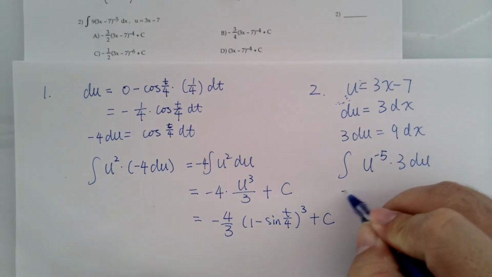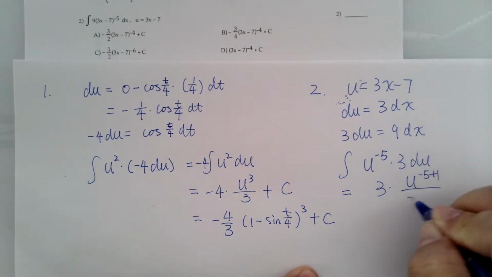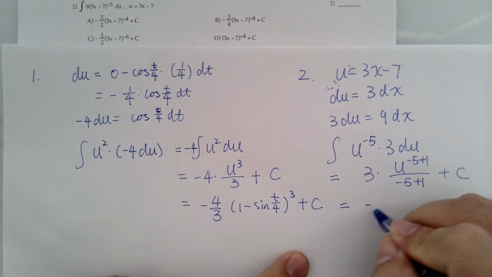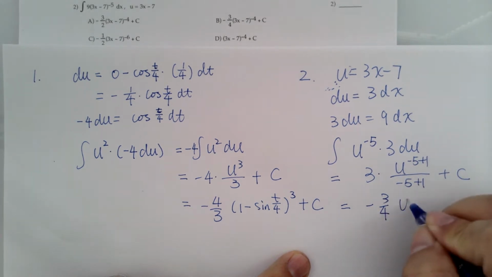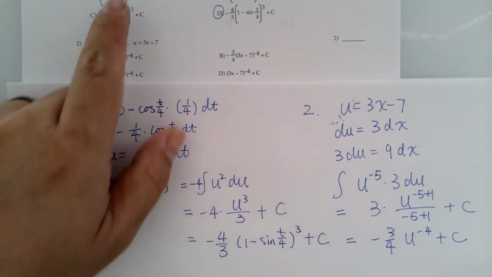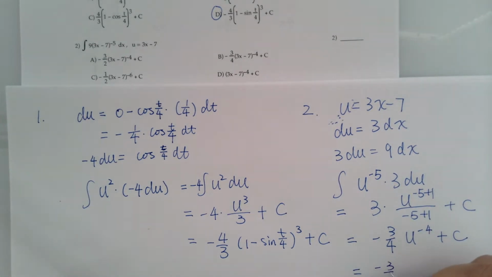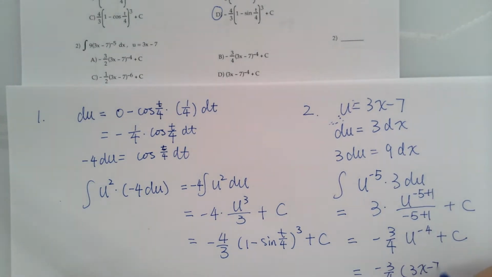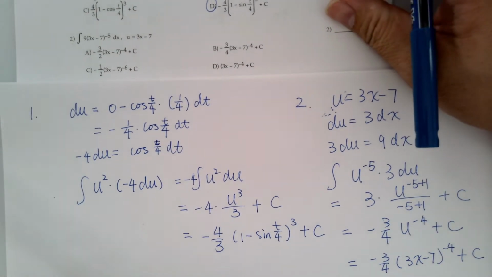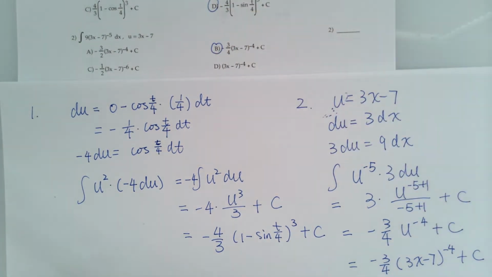And then we get 3 times u to the power of negative 5 plus 1 over negative 5 plus 1, plus constant c. So that is negative 3/4 u to the power of negative 4 plus constant c. And don't forget that our u is 3x minus 7, so we substitute back. That gives us negative 3 over 4 times 3x minus 7 to the power of negative 4 plus a constant c. So if you take a look at what we derived, the answer for this problem is going to be B.